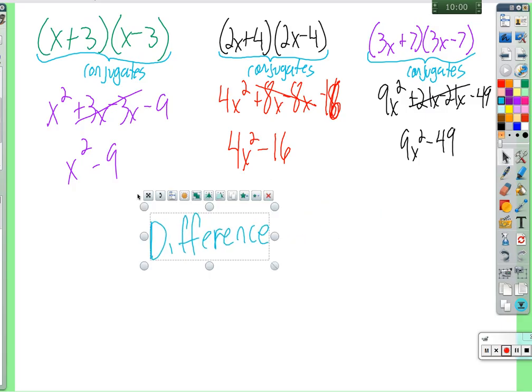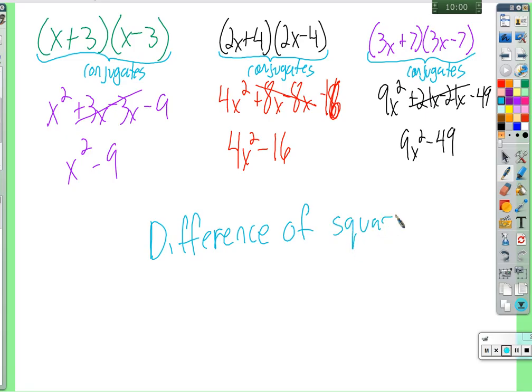It's called a difference because we're subtracting. When you subtract, you call it a difference. It's a difference of something else, and the kinds of numbers we have are square numbers. That's why we call them difference of squares. All of these are examples of the difference of squares pattern.